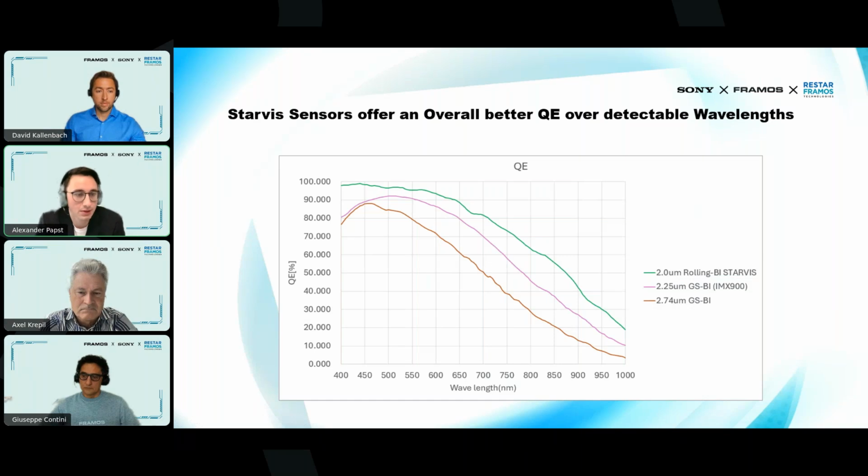This graph shows you the quantum efficiency across different wavelengths. As you can see, the Starvis sensors, the green curve, offer overall the best quantum efficiency over the detectable wavelengths compared also to other Sony sensors. For example, here you can also see the IMX900, which I mentioned before, which is the pink curve. And even in the NIR region, you see a big gap still between those two sensors. And eventually that combination of superior low light performance, motion resistant HDR, and excellent NIR sensitivity makes Starvis sensors a good choice for many agricultural applications.